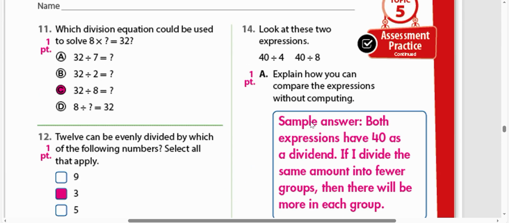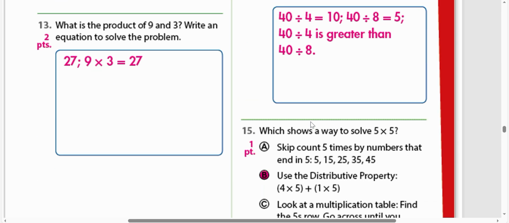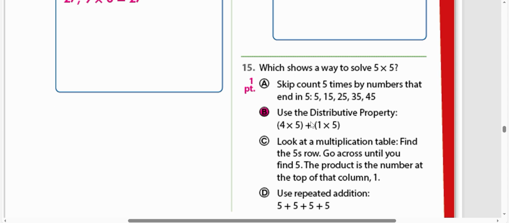Next question. 32 divided by 8 equals 4. 40 divided by 4 equals 10, and 40 divided by 8 equals 5. 5 times 5 is 25. We can use the distributive property. 4 times 5 is 20, and 20 plus 5 is 25.